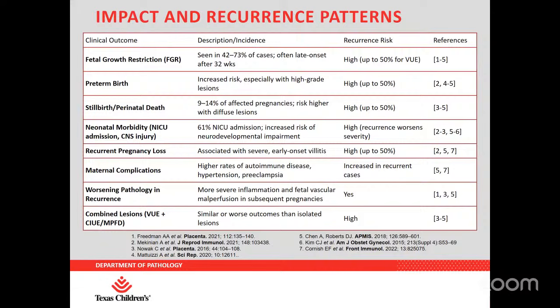So, but what does it mean clinically? Whether infectious or immune-mediated, these lesions have meaningful implications for both maternal and fetal outcomes, especially when the inflammation is severe or recurrent. Villitis of unknown etiology in particular is strongly linked to fetal growth restriction, preterm birth, stillbirth, and even long-term neurodevelopmental impairment. Recurrence is common, reported in up to 50% of subsequent pregnancies, and recurrent cases often show more severe inflammation and poorer outcomes.